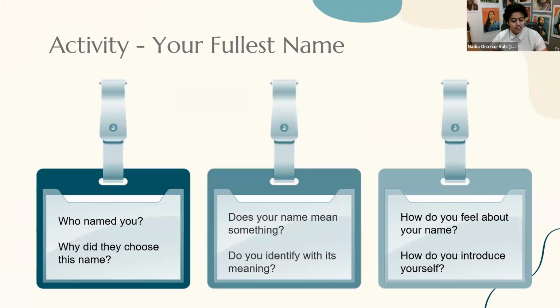So we're going to start with a little bit more of introductions, and we just went through a lot of introductions. Stick with us here, hopefully it pays off. So you heard my name is Nadia, my pronouns are they, she. I'm a queer person of color and first-generation American. My fullest name is Nadia Mira Orozco Sahi. And I'm going to tell you a little bit about the story of my fullest name.